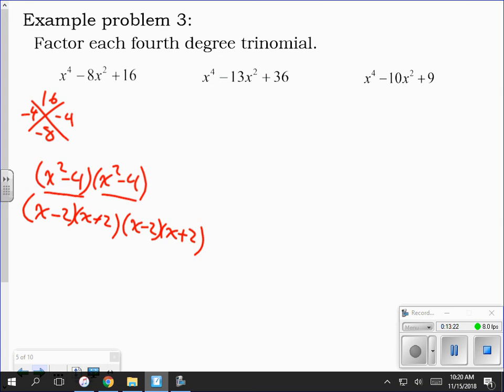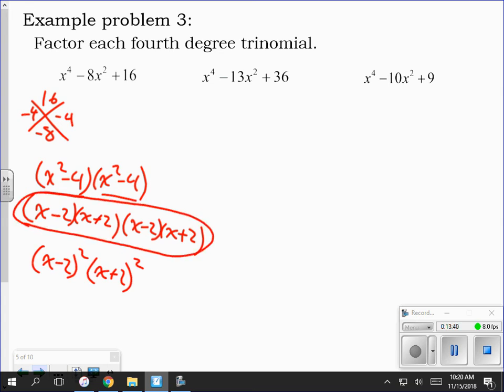Now, if you want to rewrite this as squared, you can. If you want to leave it this way, I'm okay with that. You could rewrite this and make it a little cleaner: x minus 2 squared times x plus 2 squared. But if you left it here on the test, I would be just fine with that.